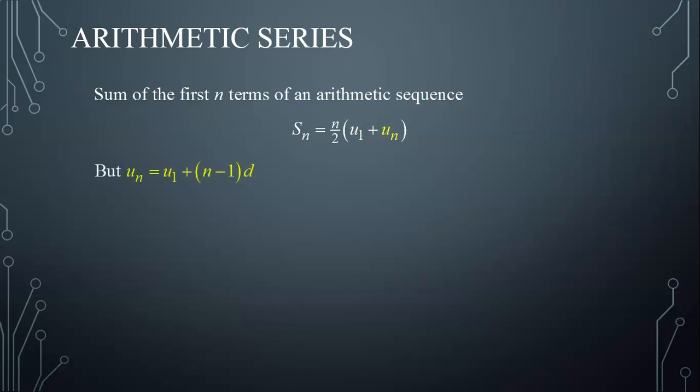However, un is equal to u1 plus (n minus 1) times d, according to the general term of an arithmetic sequence. Making that substitution, replacing un by its expression, I end up with the sum of the first n terms being equal to n over 2 times (2u1 plus (n minus 1) times d). So I end up with two possible expressions to determine the sum of the first n terms of an arithmetic sequence, and the choice of the expression really depends on the context.